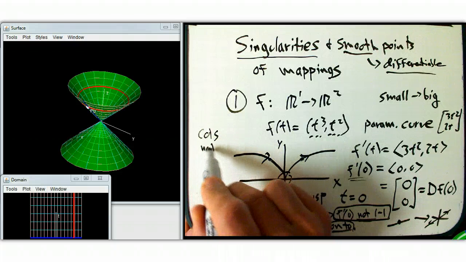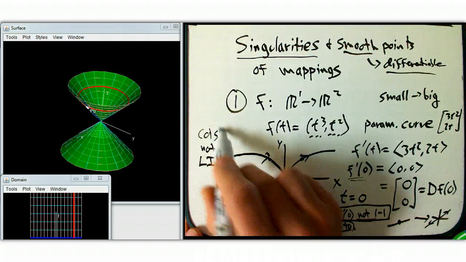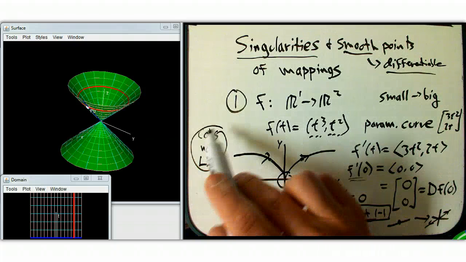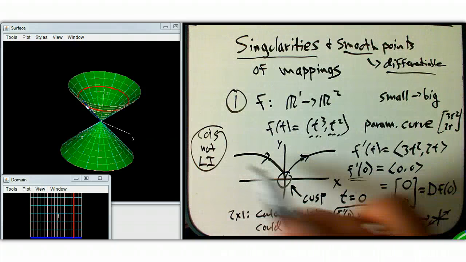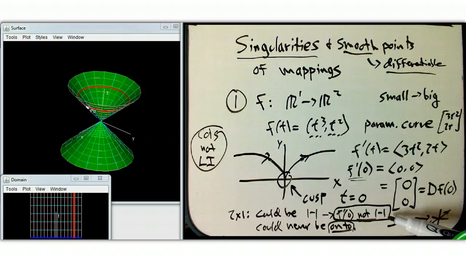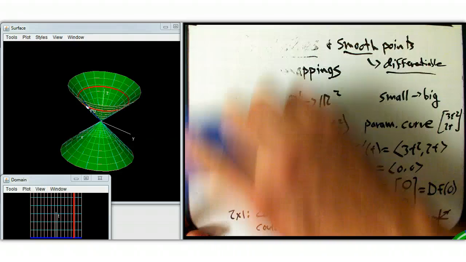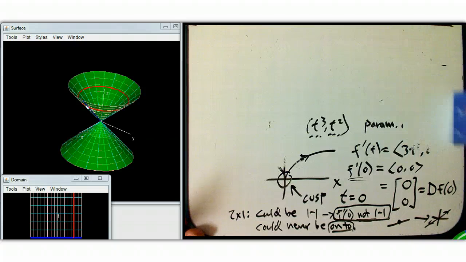Columns not linearly independent. And if you think back to the linear algebra, that is really exactly when the transformation is not 1-to-1. It's when the columns are not linearly independent. Okay, so that's a simple example from R1 to R2. Now, what about, where's my eraser? Here we are. The next simplest case would be R2 to R1.